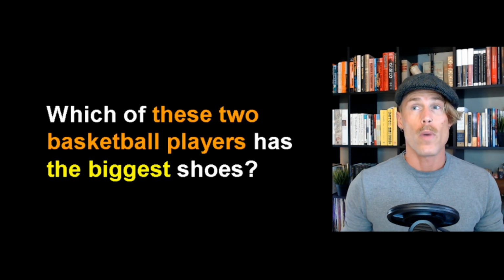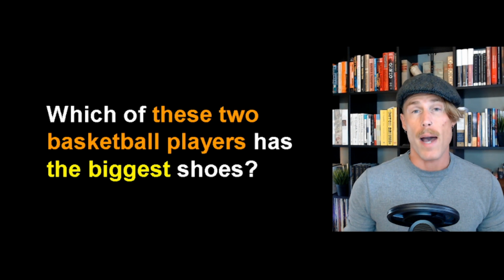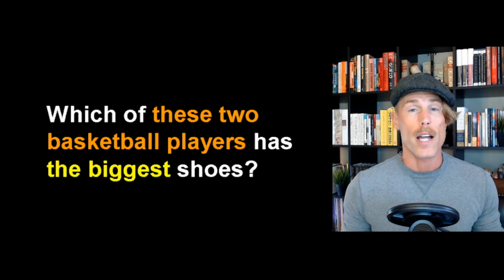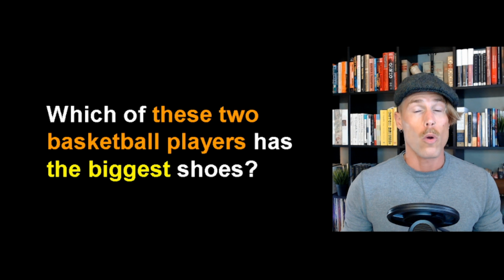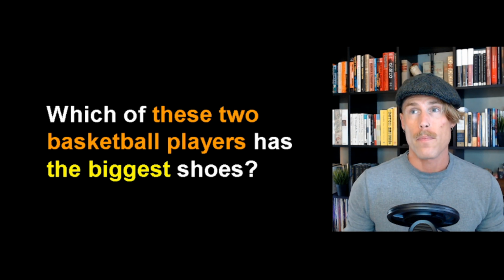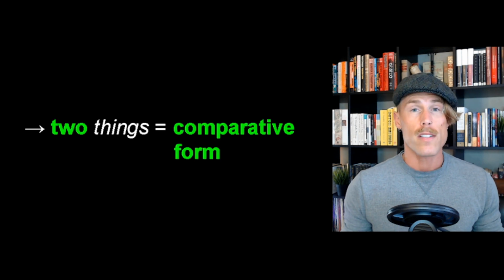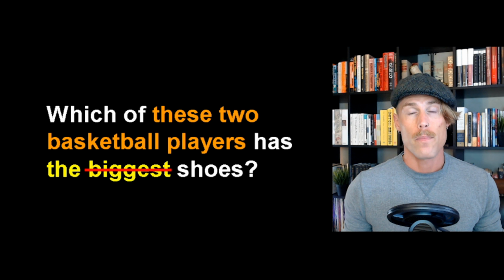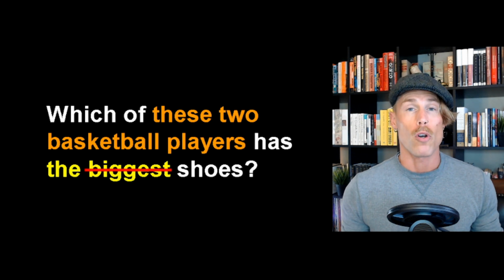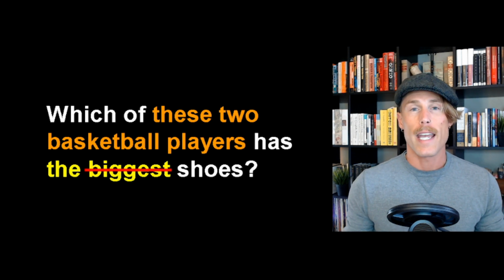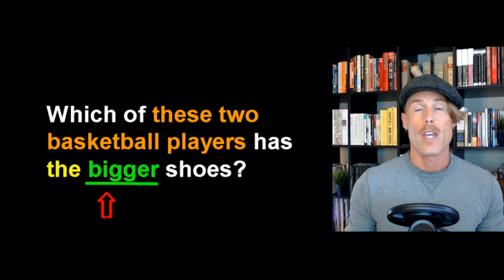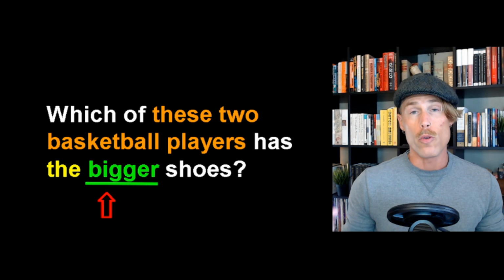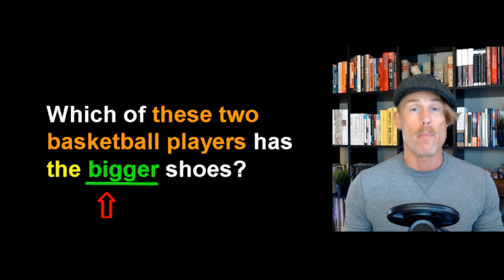So, we have 2 basketball players, not more than 2, only 2. So, 2 things, we use the comparative form. So, biggest, this is in the superlative form. Therefore, it's not correct. We want to say bigger. Which of these 2 basketball players has the bigger shoes?